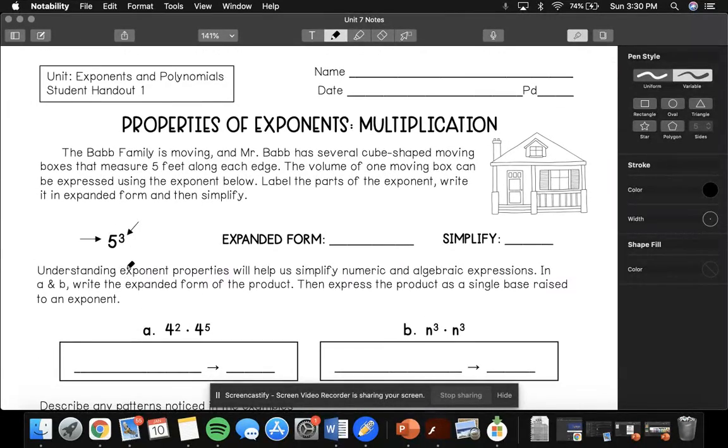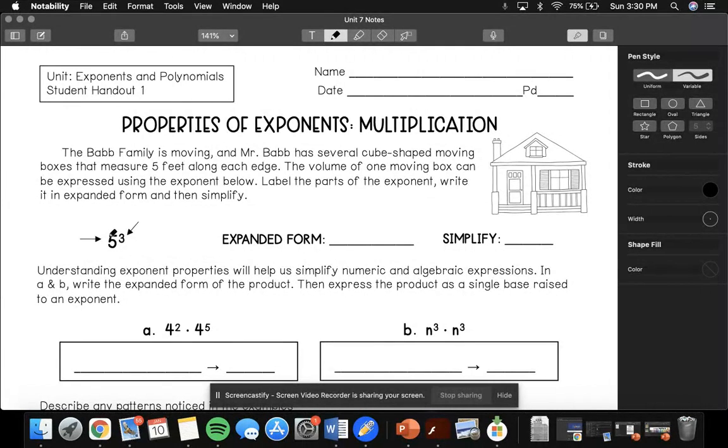Okay, so today we're going to focus just on multiplying and seeing if we see any patterns and coming up with any rules to simplify. Okay, so the Bab family is moving, and Mr. Bab has several cube-shaped moving boxes that measure 5 feet long on each edge. The volume of one moving box can be expressed using the exponent below. Label the parts of the exponent, write it in expanded form, and then simplify it.